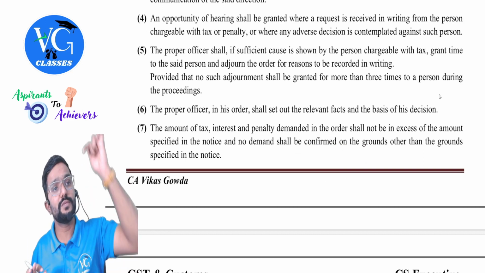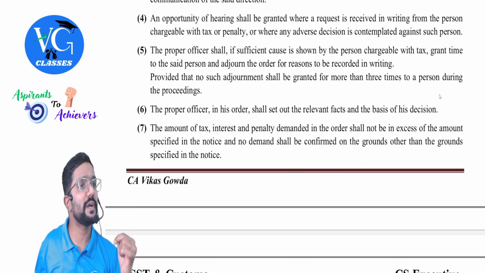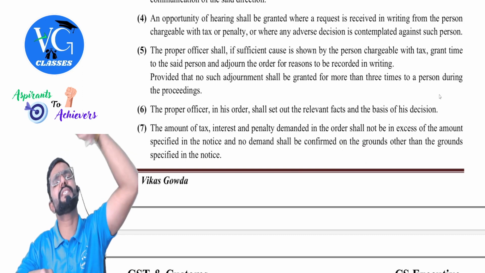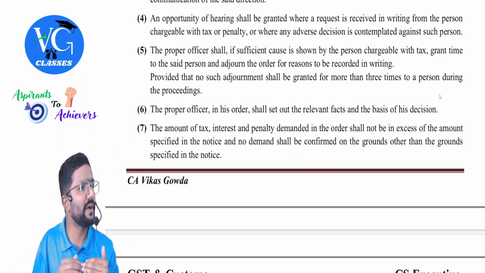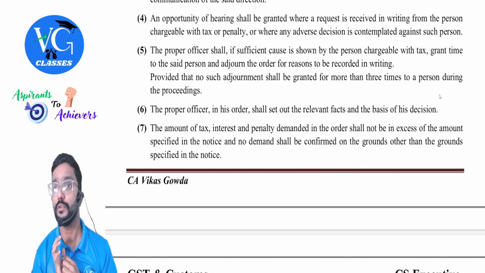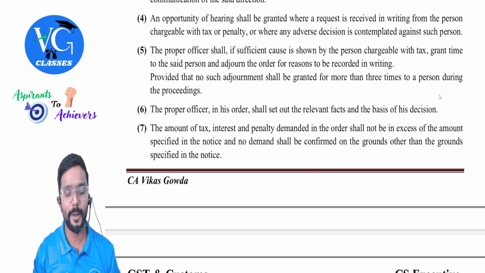And assume notice was given for non-payment of GST. Even order should be passed for what? For non-payment of GST. Or else notice was given, assume, for excess ITC claimed. Now order should be passed for excess ITC claimed. They cannot change the nature, or they cannot change the ground. What ground? The ground for which notice is issued. Okay.